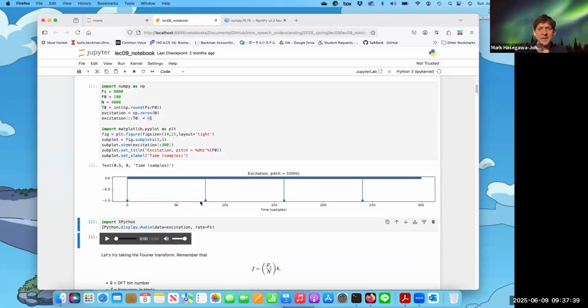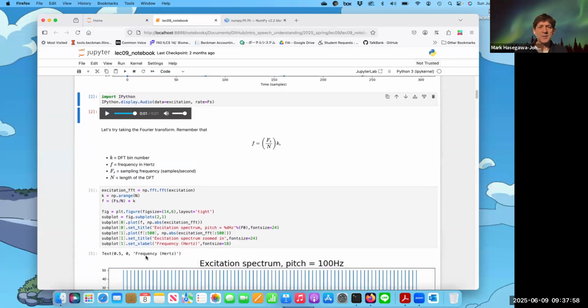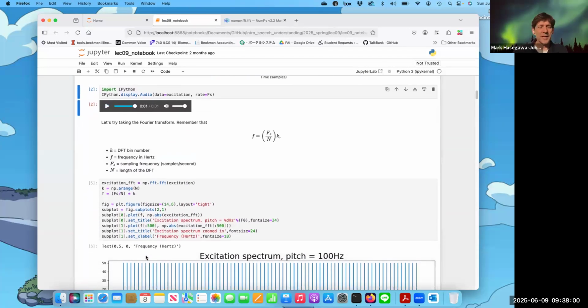Right? The result looks like a sequence of zero samples, and then once every 80 samples or so, there's a -1. If I play it using IPython, I get something that sounds like this. Right, so it's just a buzz. It's that buzz that, if we added the formant frequencies, if we filtered that using the resonant frequencies, then we would get something that sounds like a vowel. But right now, it just sounds like a buzz.